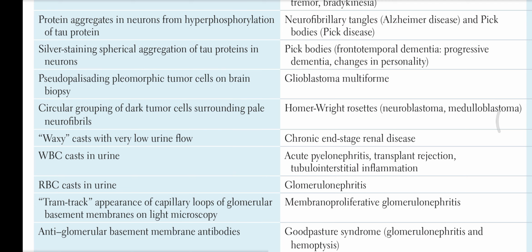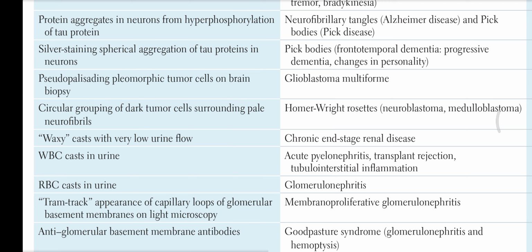Circular group of dark tumor cells surrounding pale neurofibrils. It is seen in Homer Wright rosette. It can be seen in neuroblastoma, medulloblastoma. Waxy cast with very low urine flow is seen in chronic end-stage renal disease.